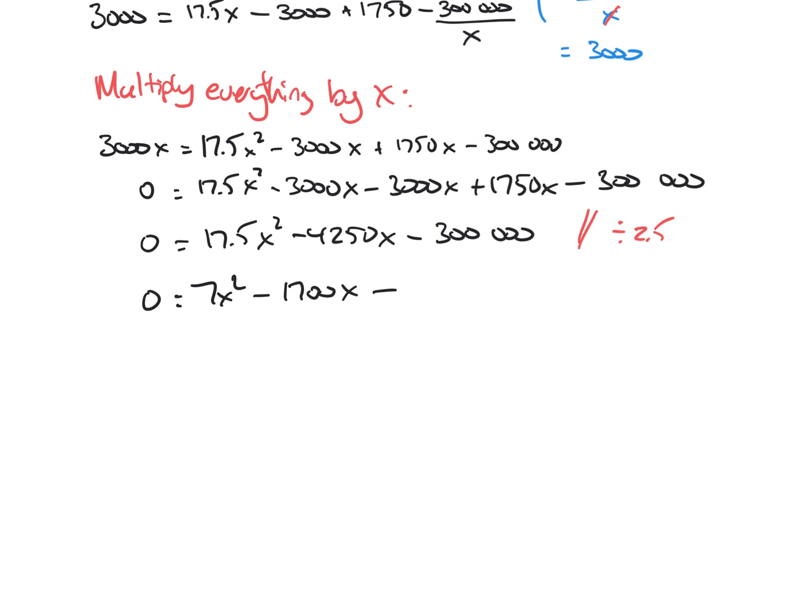Right? And now 300,000 divided by 2.5. I think it's 120,000. No worries. Okay. So now this is a lot easier to play with. Now, when we get the quadratic equation to this step, we can go a whole bunch of different ways.